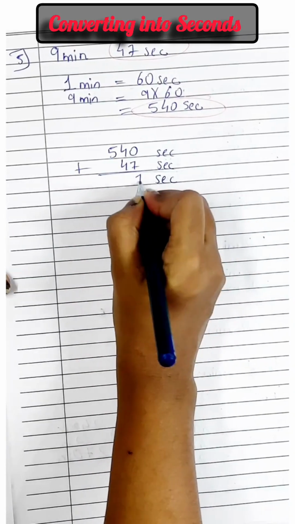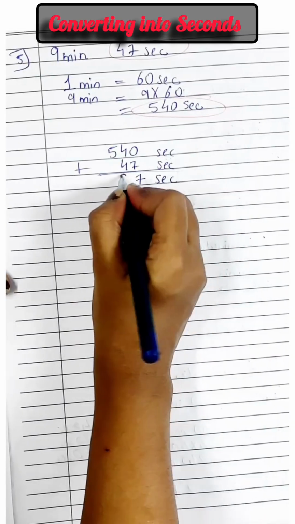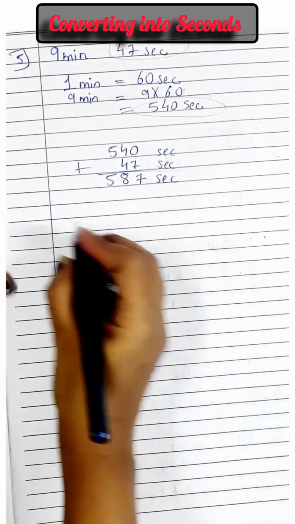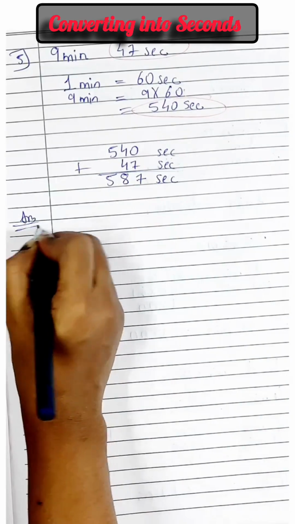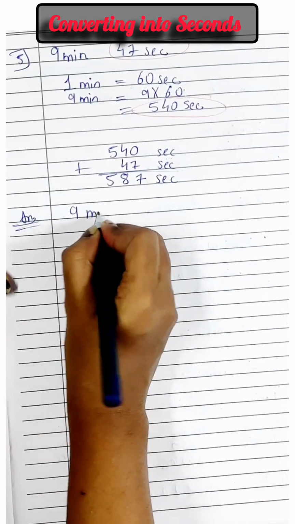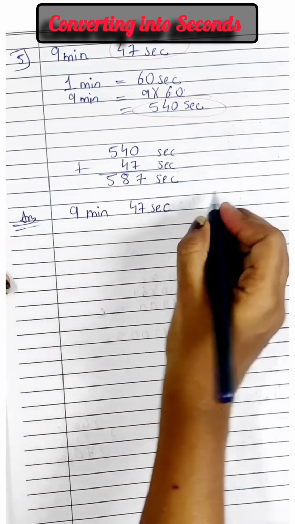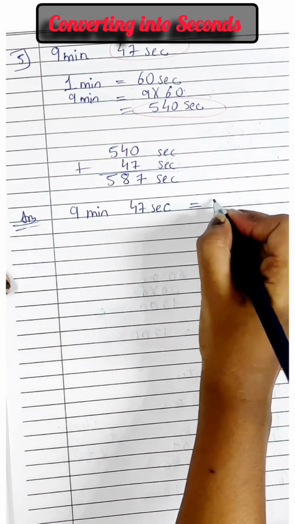So total seconds will be 587 seconds. Therefore your answer is 9 minutes 47 seconds is equals to how many seconds?